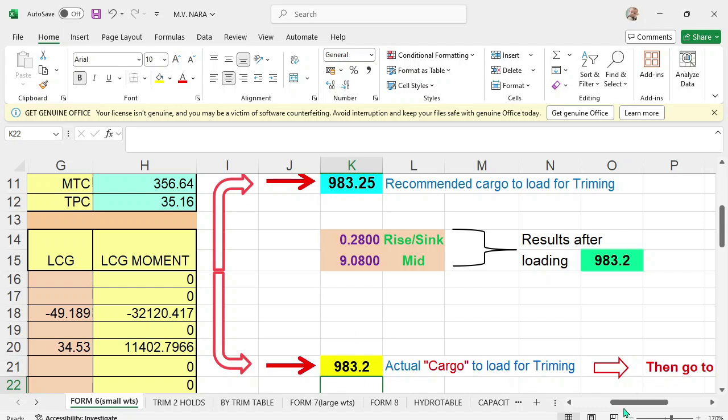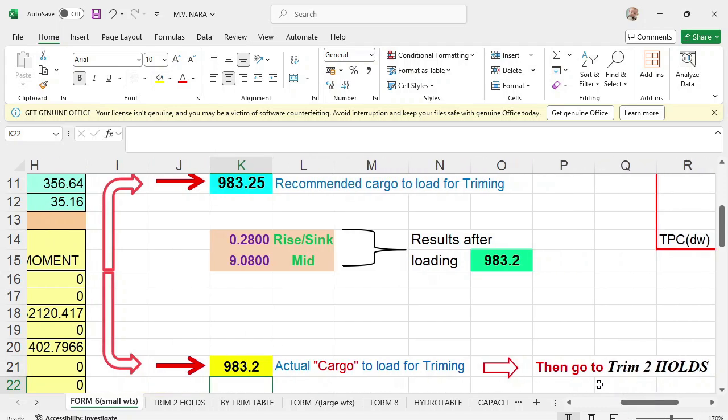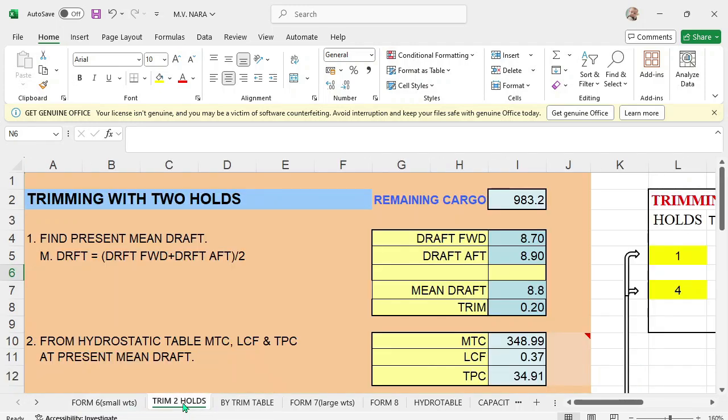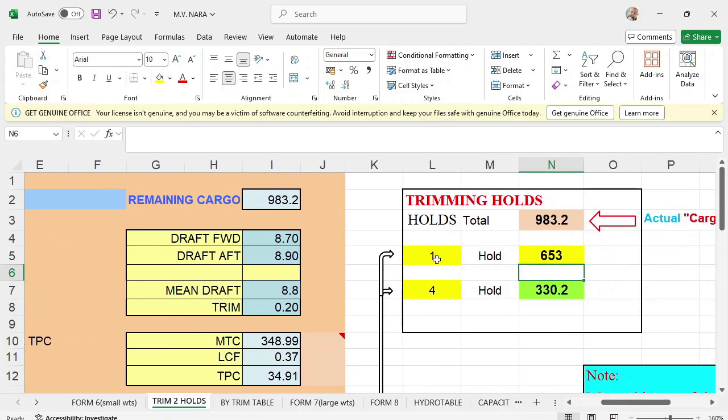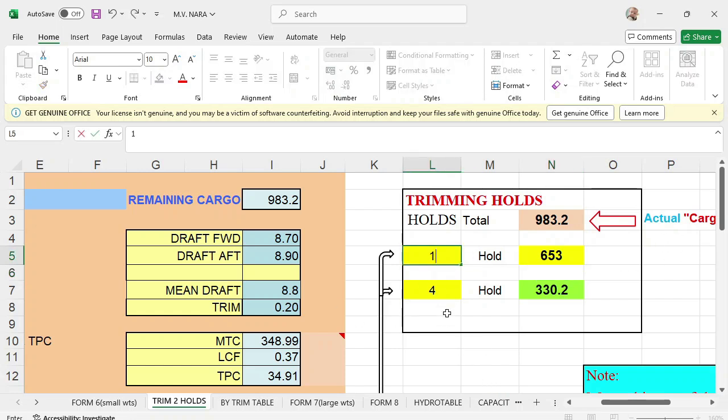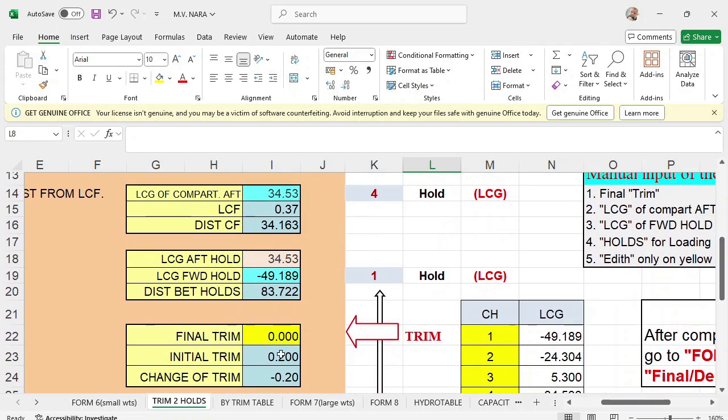Then you go to trim 2 holes. Take note of this figure. Then you have 983.2. This is your trimming 2 holes. For example, your trimming holds are 1 and 4. Say you want to have a trim of 20 centimeters, 0.20.